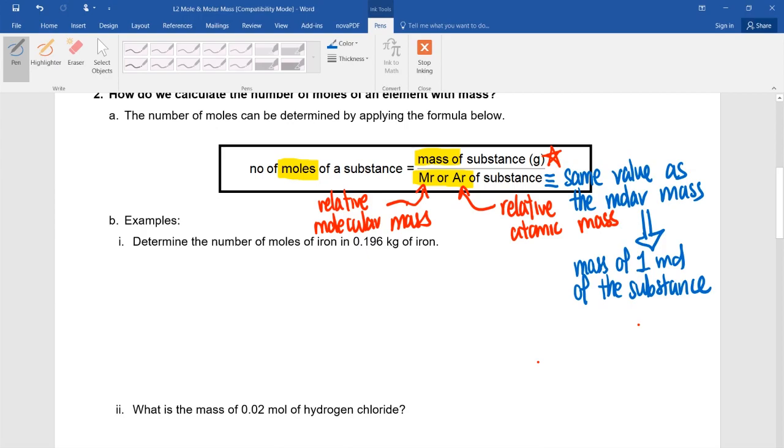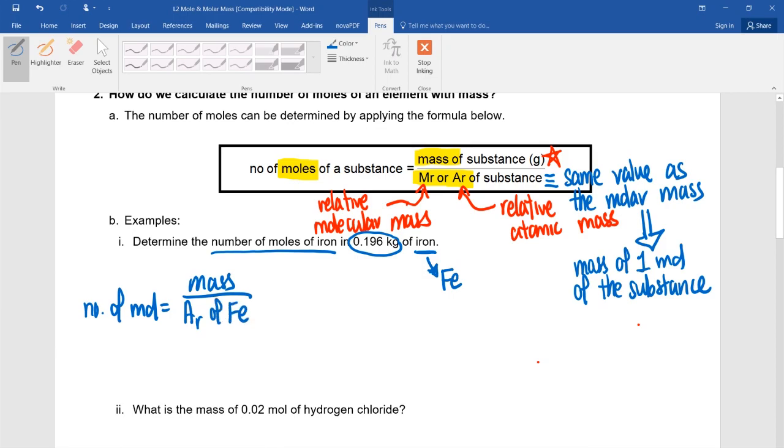So let's take a look at one example first. How do you determine the number of moles of iron that's found inside this mass of iron? Looking at the periodic table, you know that iron is represented by the symbol Fe. And so using the formula, number of moles is equivalent to the mass divided by, in this case, because it's just Fe, we are looking at the AR. So it's the mass divided by the AR of Fe.